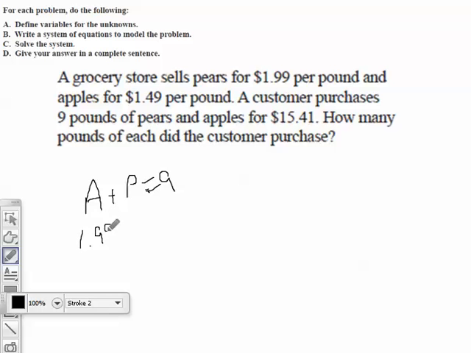1.99 times the apples plus 1.49 times the pears equals 15.41. And once again, all you gotta do is key them into the calculator using the matrix math, and you'll get your answer. And you can give it in a complete sentence. The customer purchased this many pounds of apples and this many pounds of pears. Okay?